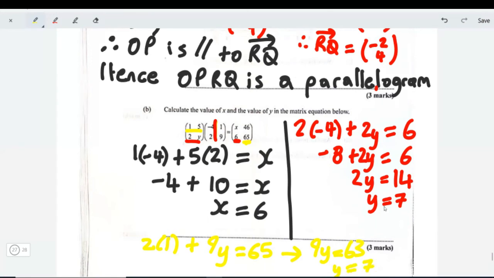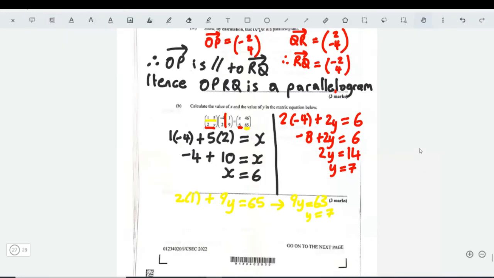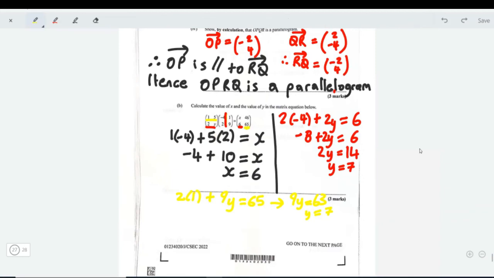So anyway you decide to do it, guys, it's really up to you. I'm just showing you both ways of which way you prefer to find Y. Whether you prefer to do it in the red or whether you prefer to do it in yellow, you still get Y is 7. So the answers are X equals 6, Y equals 7.